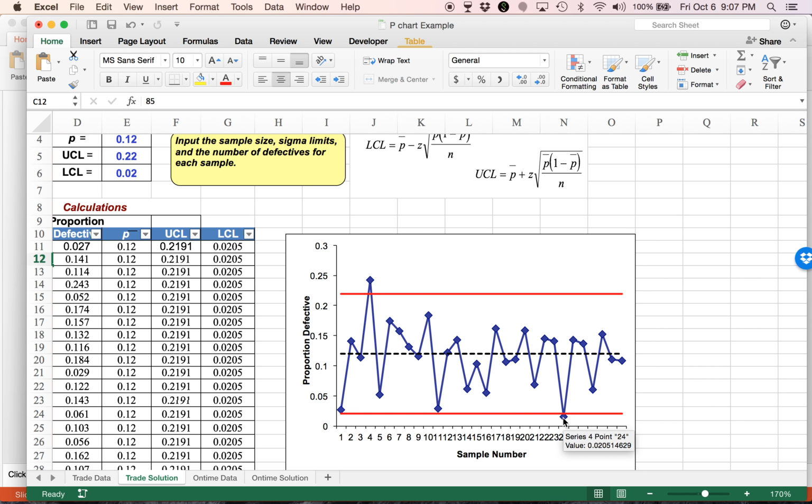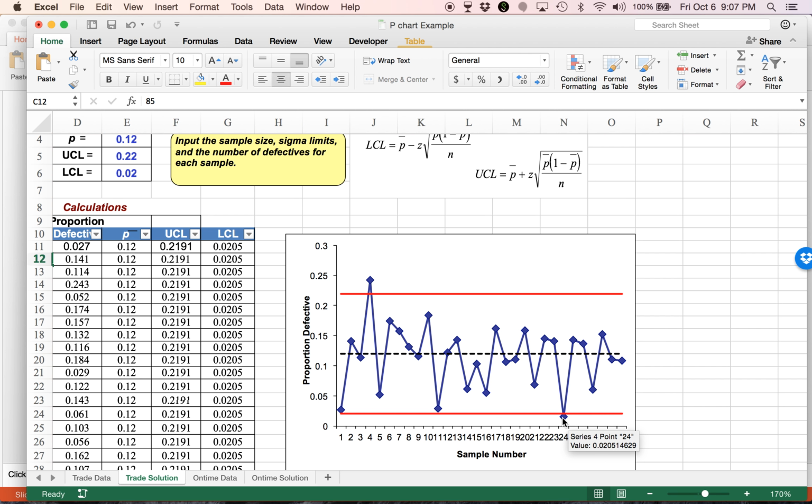In this case, I'm not actually going to say that it's an indication that the process is out of control, simply because the problem is defined that it's the number of bad trades that were in error and had to be resubmitted. And in this case, what we're saying is that there was a much lower proportion of defective or undesirable trades. That's a good thing. So that doesn't actually indicate my process is out of control.